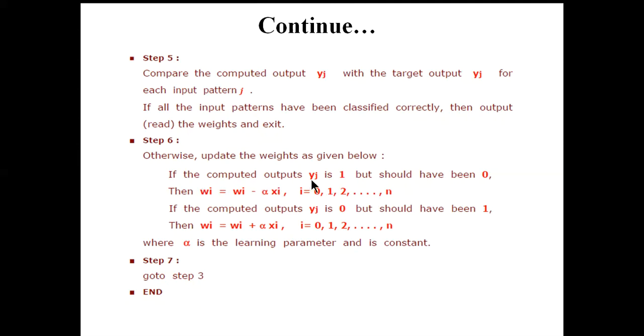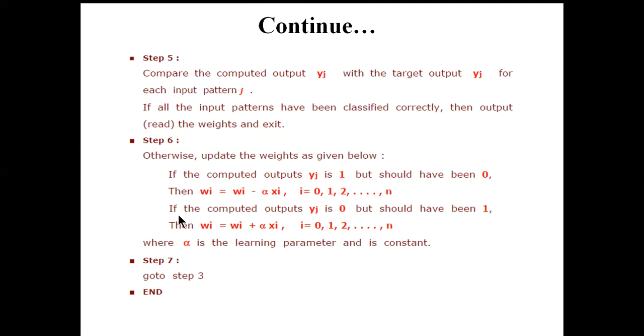If the computed output yj equals 1 but should have been 0, in that case we have to reduce the value of the weight. So wi equals wi minus alpha times xi, where xi is the input and alpha is the learning parameter. That means how fast a program can learn. The value of this parameter is normally set to 1.